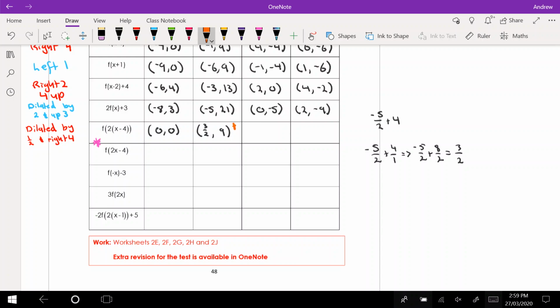And lastly, Ollie, can you do the last one for me? It's 1/2. Not quite. 1. So we half it to get 1. And then what do we do? Move 4 to the right. Which gets me to what? 5, -6. Okay?